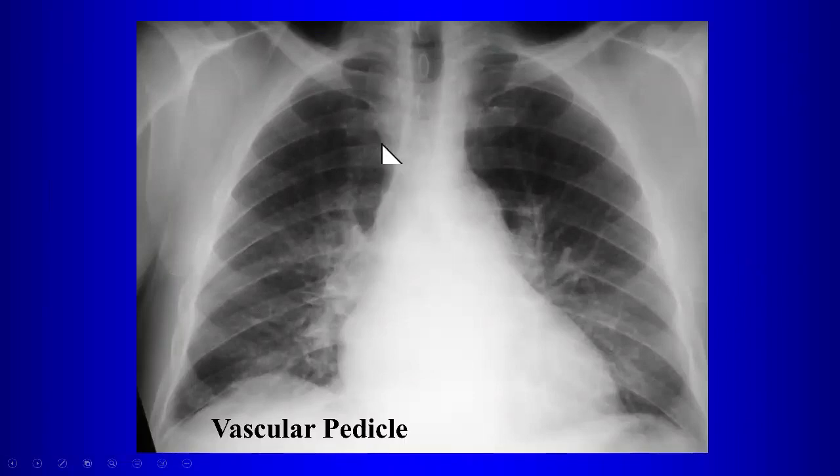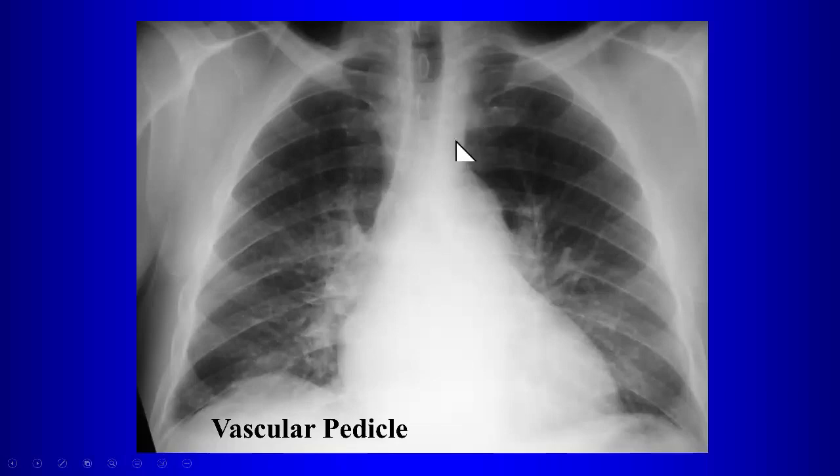So the right border of the vascular pedicle is made up of SVC. The left border of the vascular pedicle is the left subclavian artery, right. So the right border of the vascular pedicle is a venous structure, so you can get enlargement towards the right if you have increased intravascular fluid, increased central venous pressure.